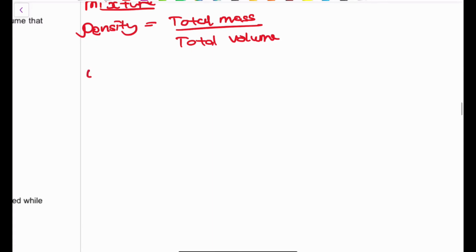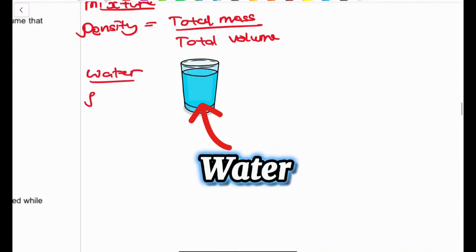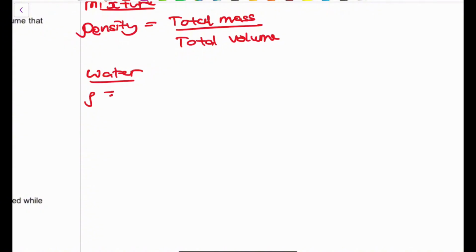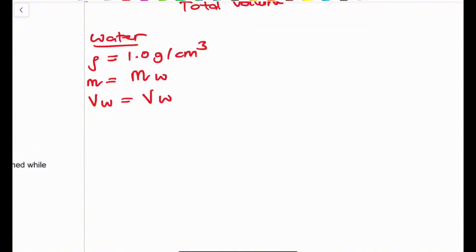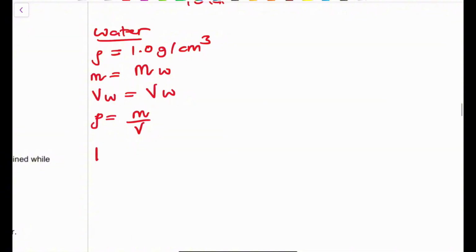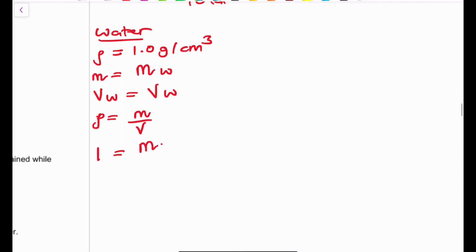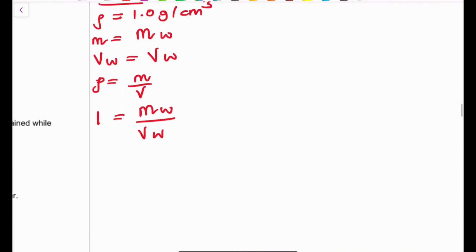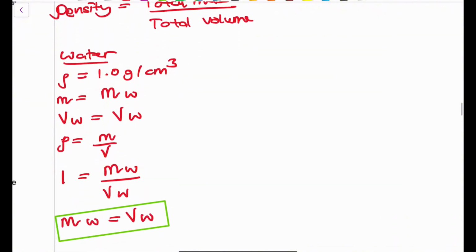Okay, let's start with water. What is the density of water? The density of water is going to be 1.0 gram per dm cubed. What is the mass of water? Let's just say it's going to be mw. What is the volume of water? Let's just say it's going to be VW. So those are the facts that you're going to have. So what do we know? We know that density is equivalent to the mass divided by the volume. So your density is going to be 1, your mass is going to be MW divided by your volume, VW. So basically, MW is going to be equivalent to VW. We're just going to keep this aside. We might use it somewhere.